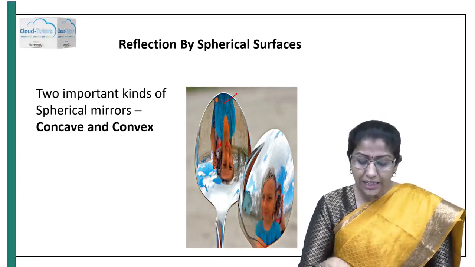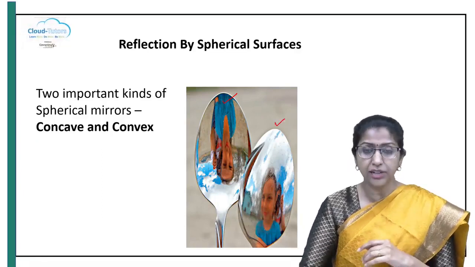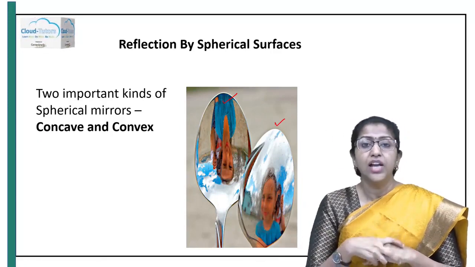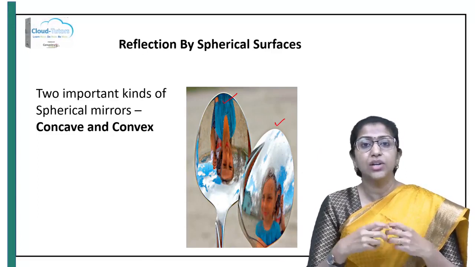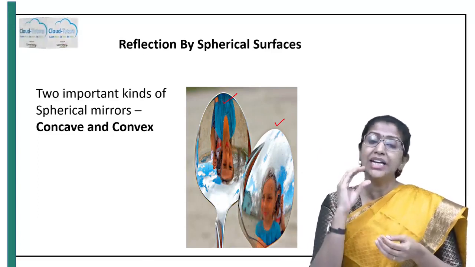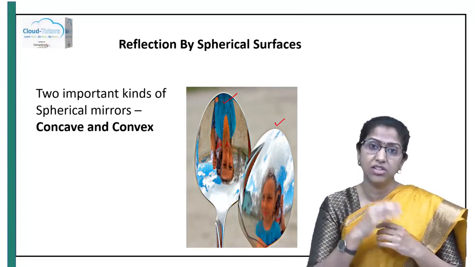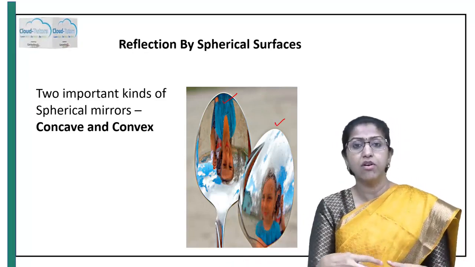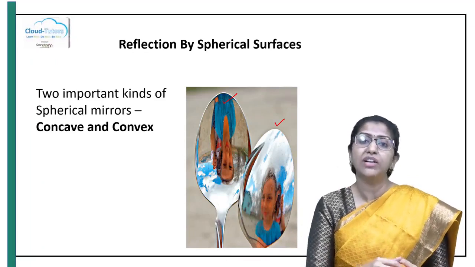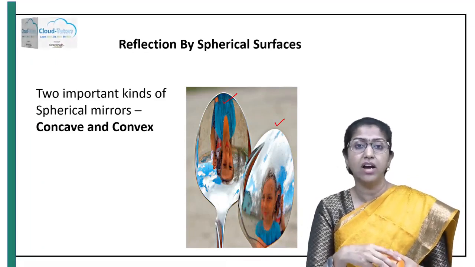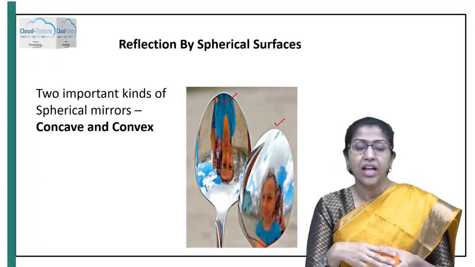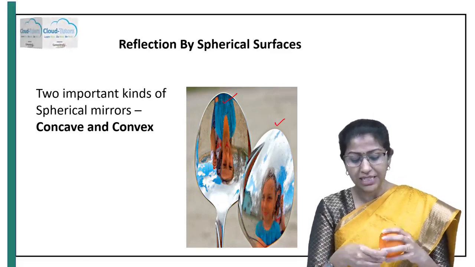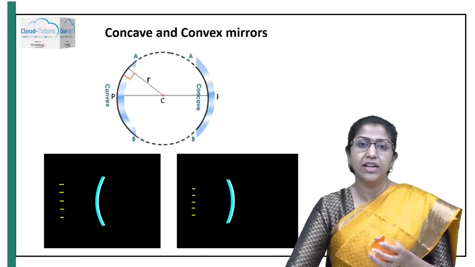Alright, so the second kind of surface, which is bulgy outside, is the convex surface. You look at yourself, you see that your image is erect, but it is quite small in size, that is diminished, right? So to give you a clearer picture of why we call them spherical mirrors, or how they get their names, I'll give you this very simple demonstration.